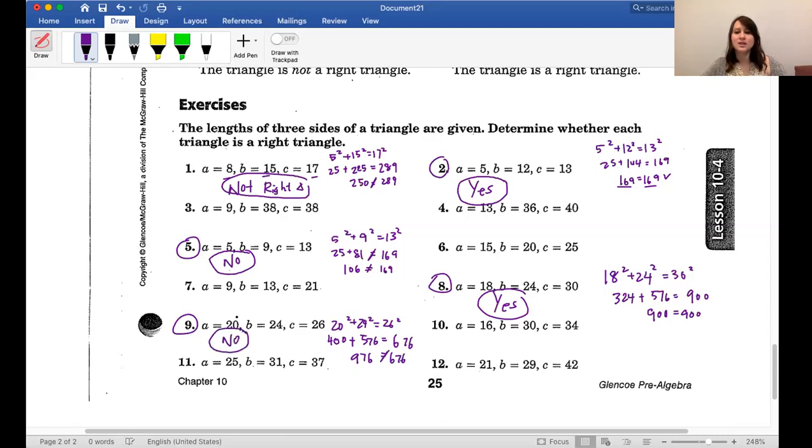Okay, hopefully that makes sense. You can do a few more as practice if you want to, but the Pythagorean theorem can tell us if a triangle is a right triangle or not, as well as help us find the missing sides. So it has multiple purposes.